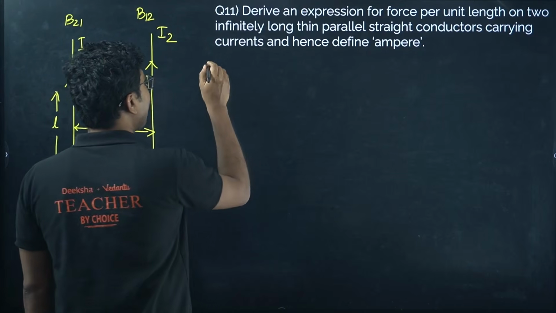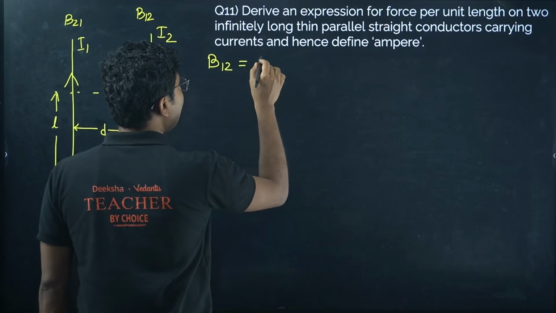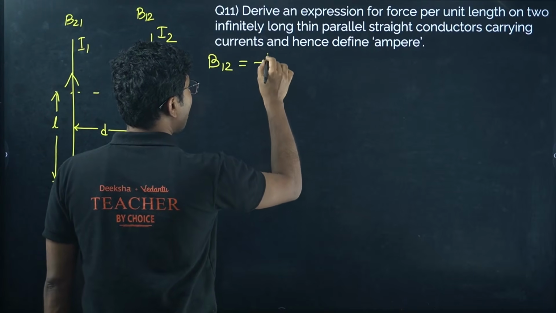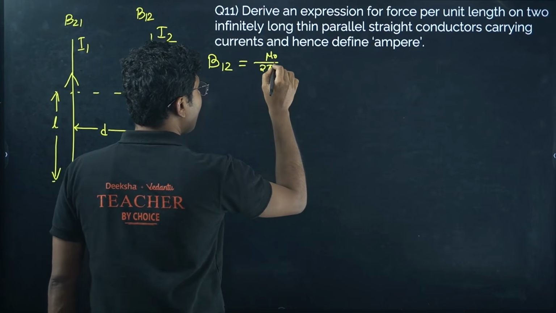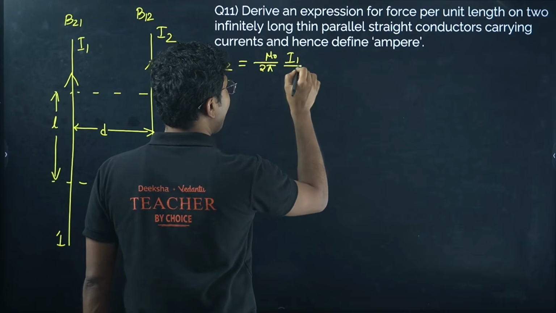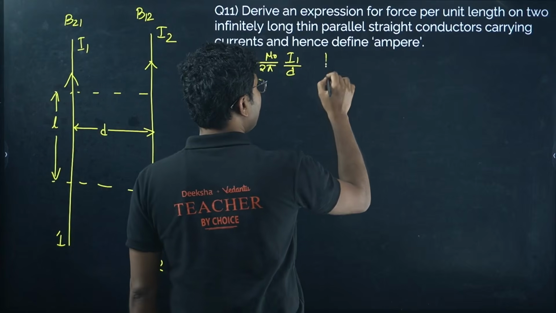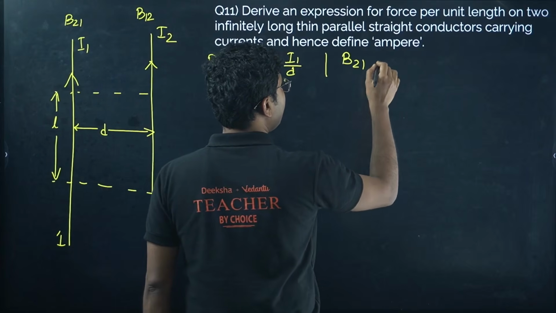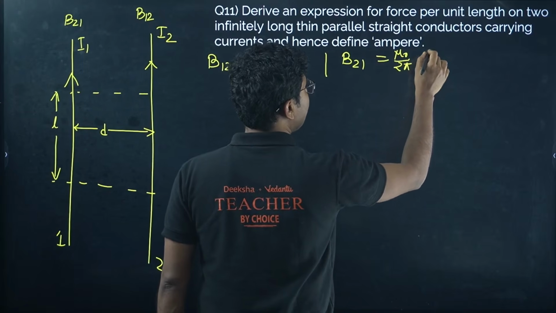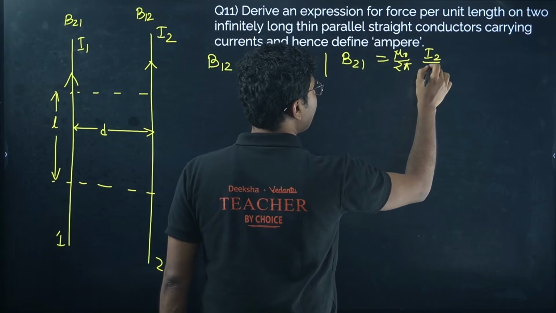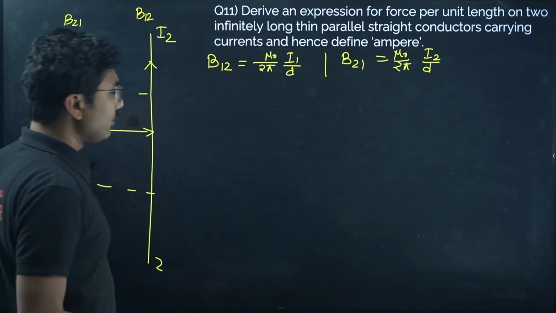So what is the formula for magnetic field due to a straight wire carrying current? It is given by mu naught by 2 pi I divided by R. So for wire 1 it will be I1 divided by D. This is B12, and B21 will be equal to mu naught by 2 pi I2 by D. So this formula you have to remember. In case you forget, there is a way to remember it. I will tell you later on. Okay. So what is the way to remember?